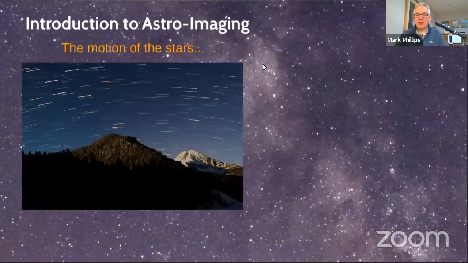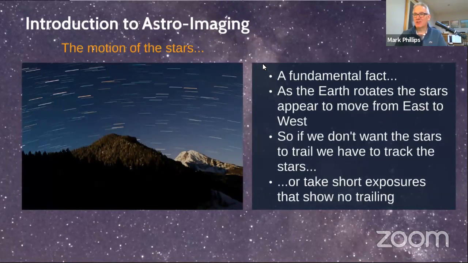Some basics. Fundamental fact: the Earth rotates, and therefore the stars appear to move from east to west. I hope you all know that. So as you can see in the picture, stars will trail if you take long exposures. So if we don't want stars to trail, we have to track the stars, or we take exposures so short that the stars don't trail.